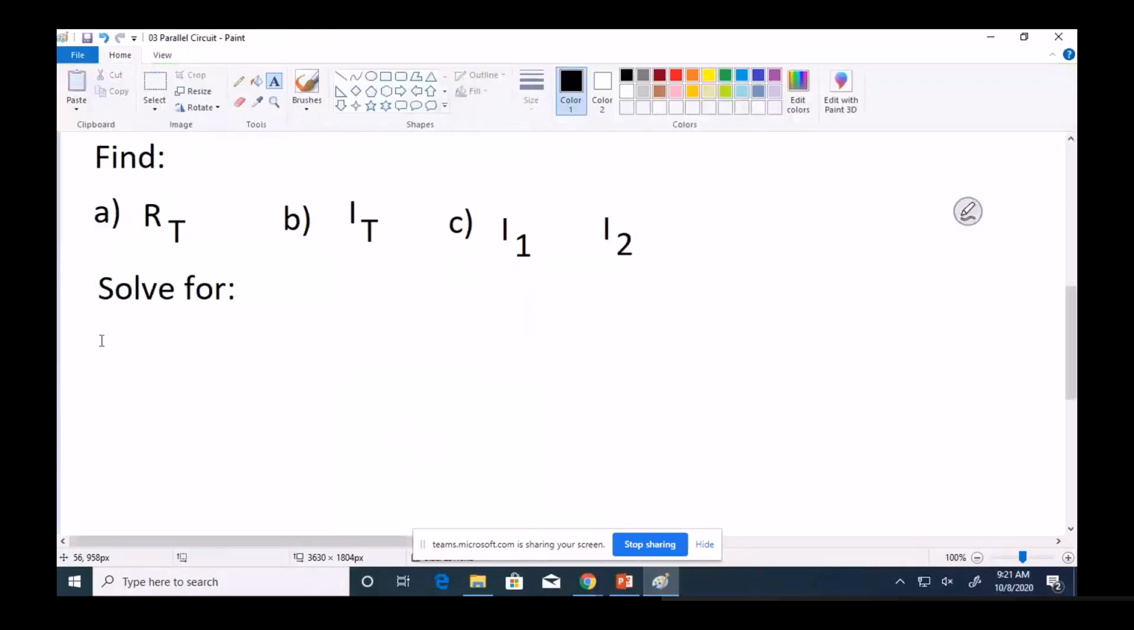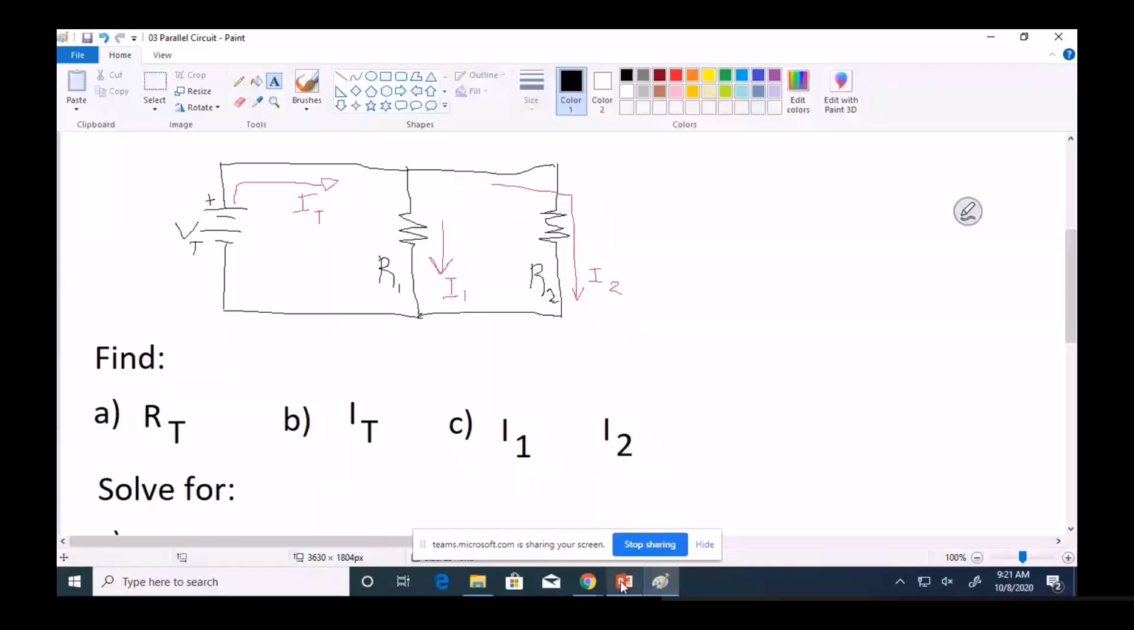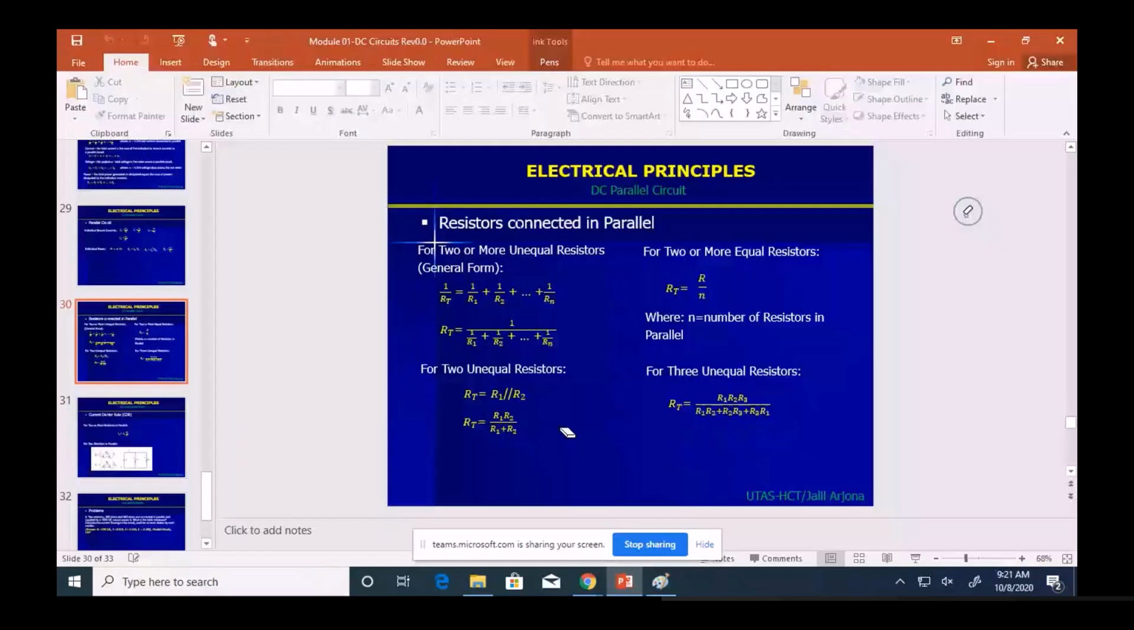Start with A. R total. So there are total two resistors in parallel. You go to the formula. Two unequal resistors in parallel. You can see it, right? Everyone, you can see the PowerPoint presentation? Yes. Okay, just checking. Carry on.